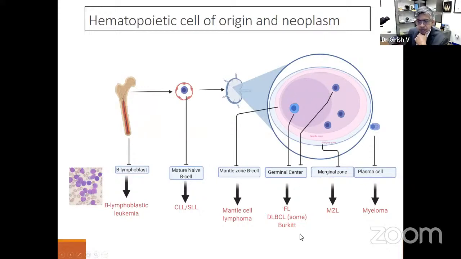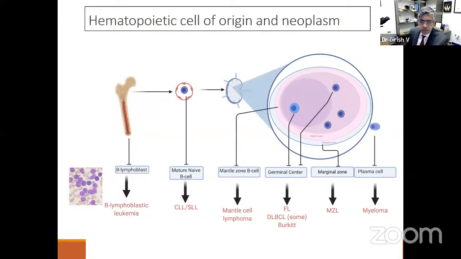large B cell, Burkitt. And then, of course, the post-germinal center marginal zone has a marginal zone lymphoma. And then the plasma cell is the source of myeloma. But mind you, myeloma does not arise from nodal plasma cells. Rather, myeloma arises from long-lived plasma cells in the bone marrow. So even though biology tells you that plasma cells develop here, the source of myeloma is long-lived plasma cells. So that's just one trivia that you should know.